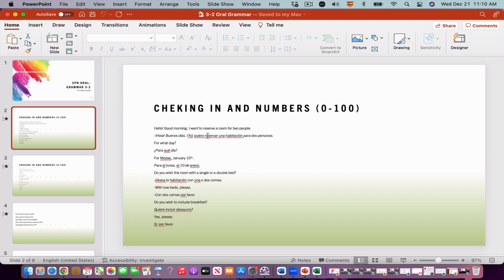When you have two verbs together, like here, we will conjugate only the first one, and the second one is going to be infinitive. Infinitive, remember, is when the verb ends with an R. So this means I want to reserve. A room is going to be una habitación. For two people is going to be para dos personas. So remember, in Spanish, two is dos.